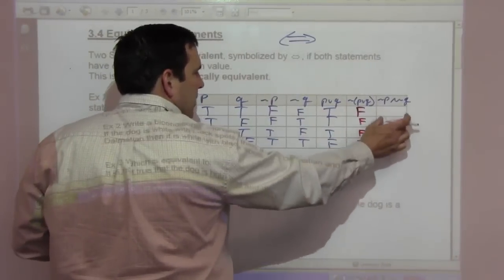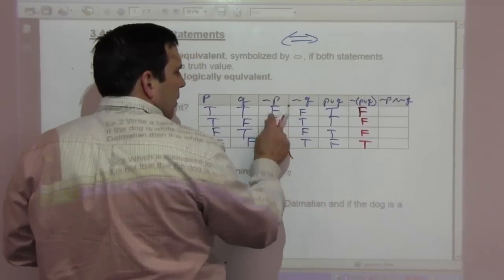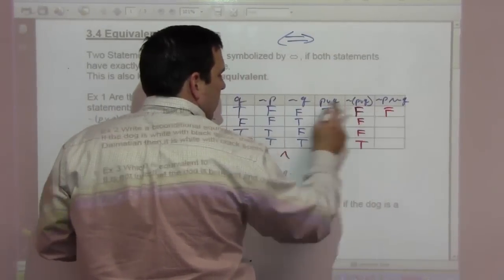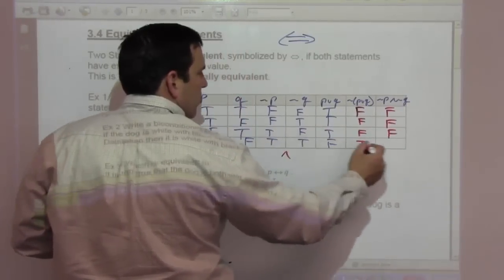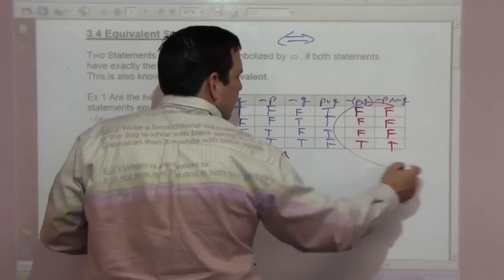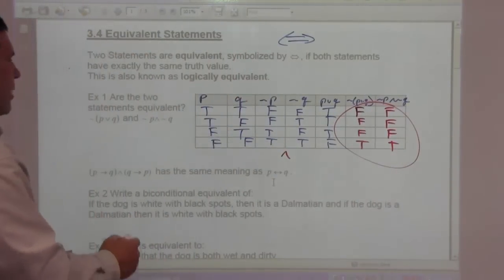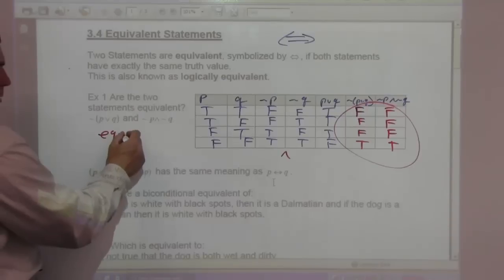And our last column is an and between these two. False and false is false. False and true is false. True and false is false. True and true is true. So these are the same in the same places, so these are equivalent statements.